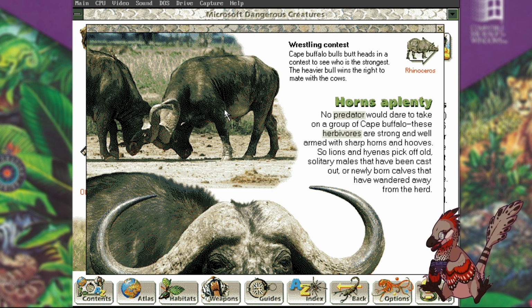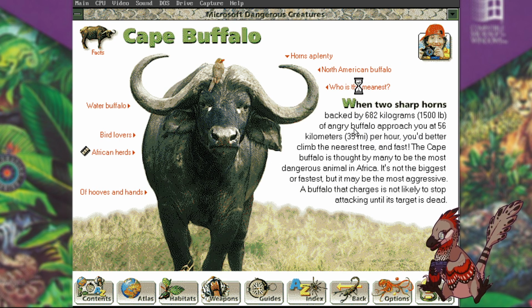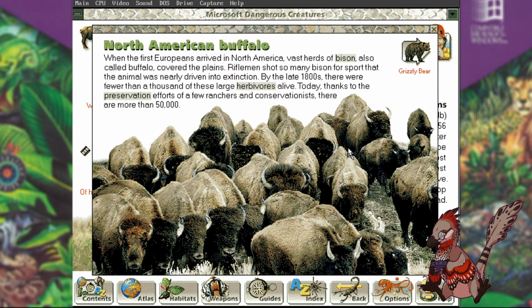Those horns look absolutely terrifying. All right, the North American hunted buffalo. For food and for sport, these animals barely escaped extinction. And their horns are a little bit smaller than those of the other ones.